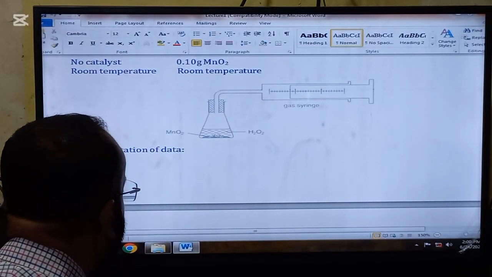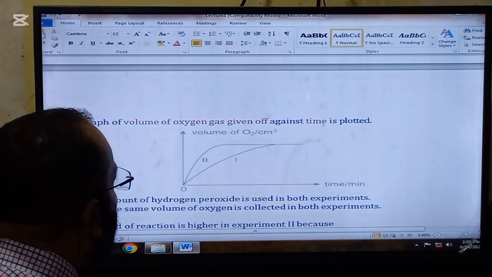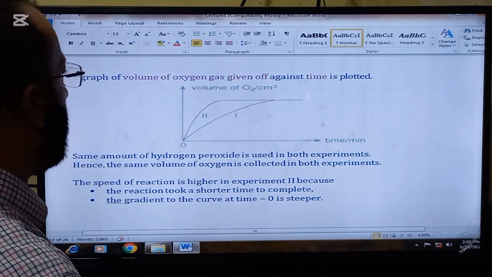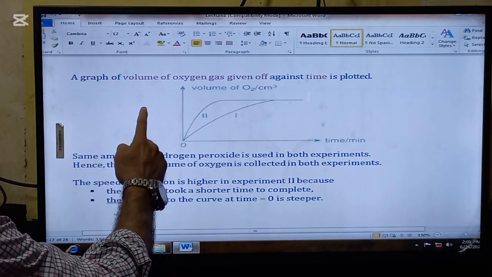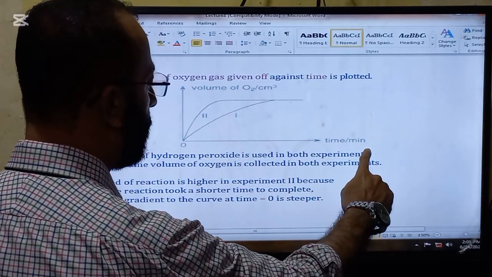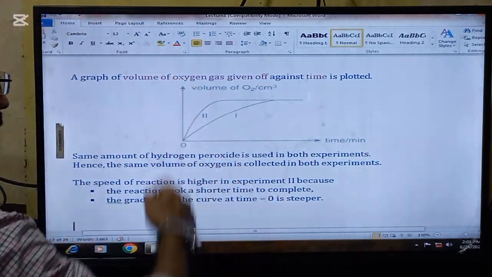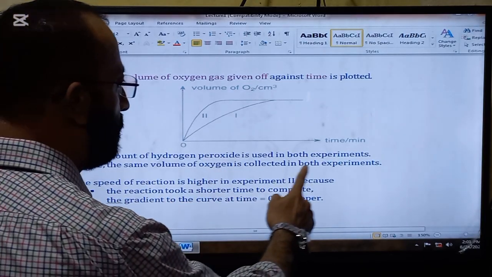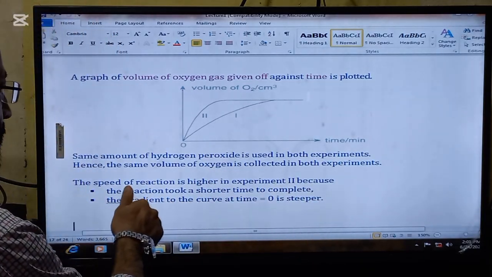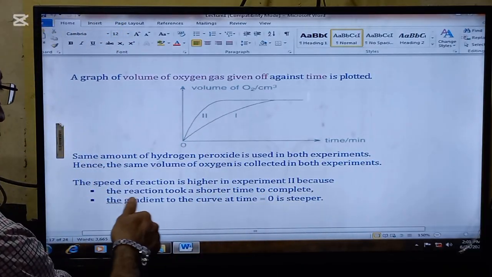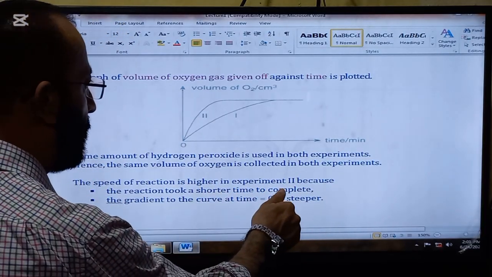Look now, here two graphs are produced on the same sheet of graph paper. A graph of the volume of oxygen gas given off against time is plotted. Time is taken on the x-axis and volume on the y-axis. The same amount of hydrogen peroxide is used in both experiments. Hence, the same volume of oxygen is collected in both experiments. The speed of the reaction is higher in experiment 2.